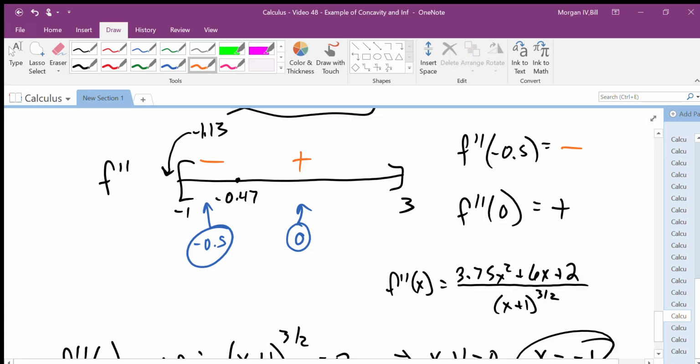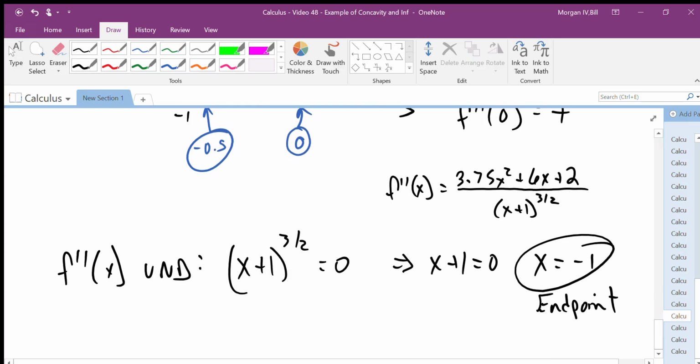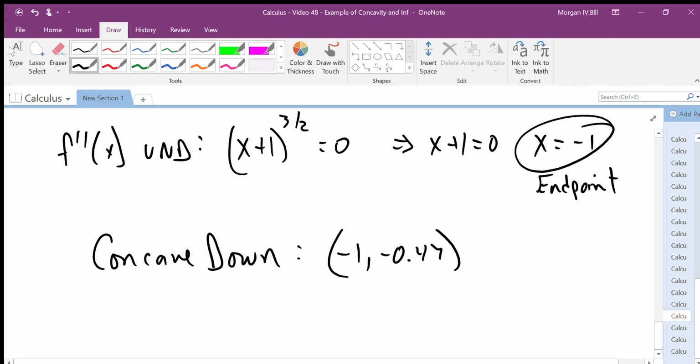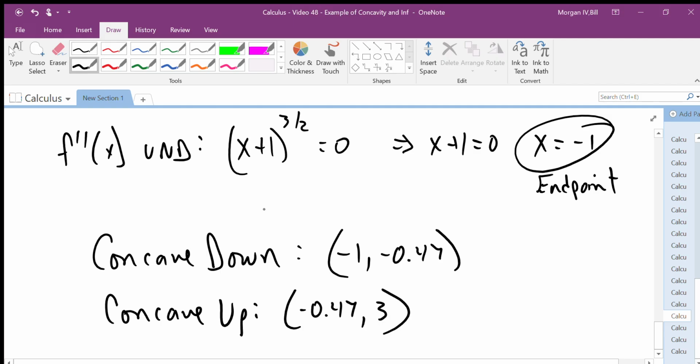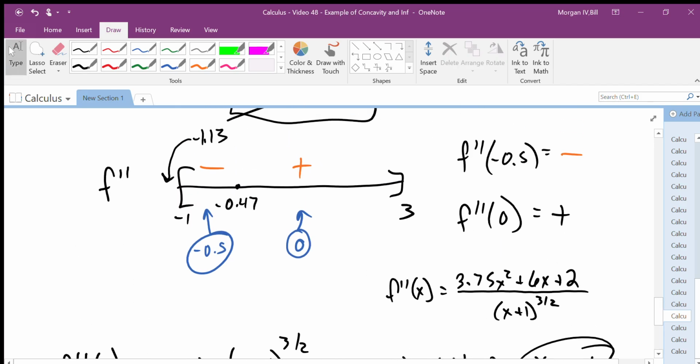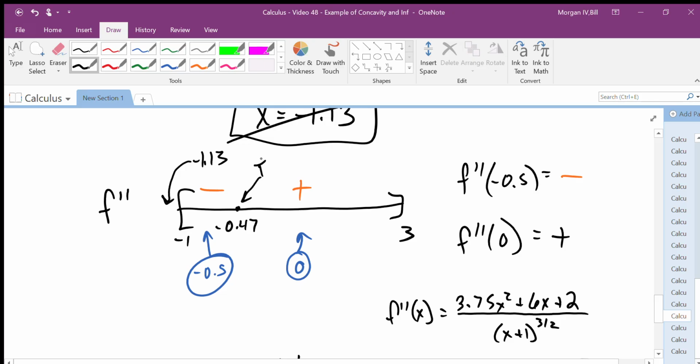So it is concave down from negative 1 to negative 0.47, concave up from negative 0.47 to 3. Concave down, again, parentheses, not brackets here. Concave down from negative 1 to negative 0.47, concave up from negative 0.47 to 3. Because it switched concavity, it went from concave down to concave up. That means that negative 0.47 is an inflection point.